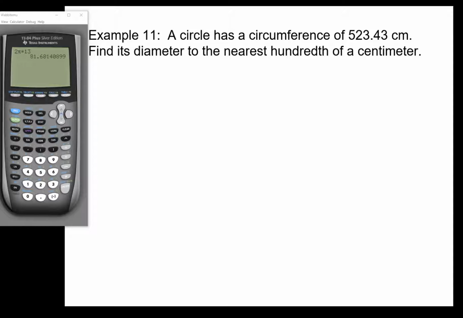All right, example 11. A circle has a circumference of 523.43 centimeters. Find its diameter to the nearest hundredth of a centimeter. Nearest hundredth means I am rounding, so I can use my calculator to do that. I am going to use C equals pi d, since it wants the diameter, which means I'm going to divide both sides by pi.